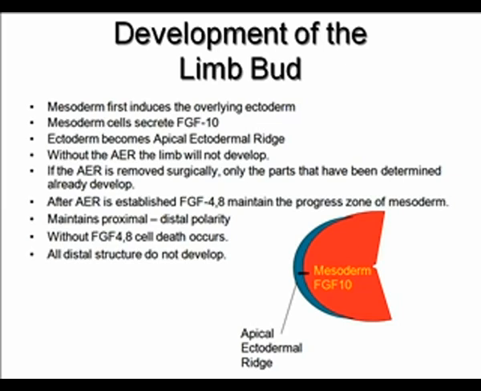After the apical ectodermal ridge develops, then fibroblast growth factor 4 and 8 are going to, from the apical ectodermal ridge, maintain that progress zone of the mesoderm. Without FGF4 and 8, cell death occurs, and the distal structures will not develop. So the apical ectodermal ridge is producing fibroblast growth factor 4 and 8 that allow for the progress zone to continue to develop.